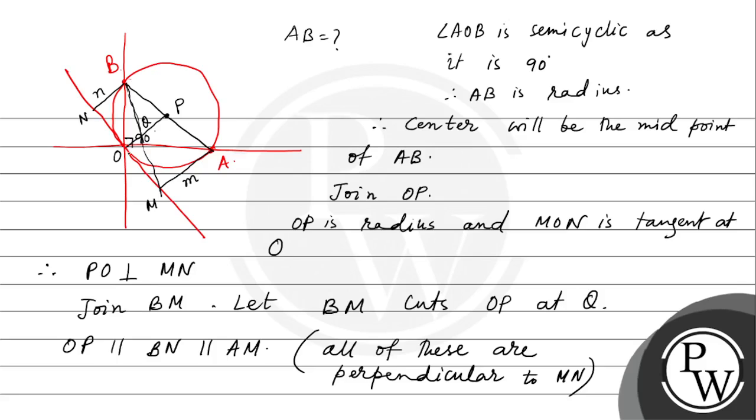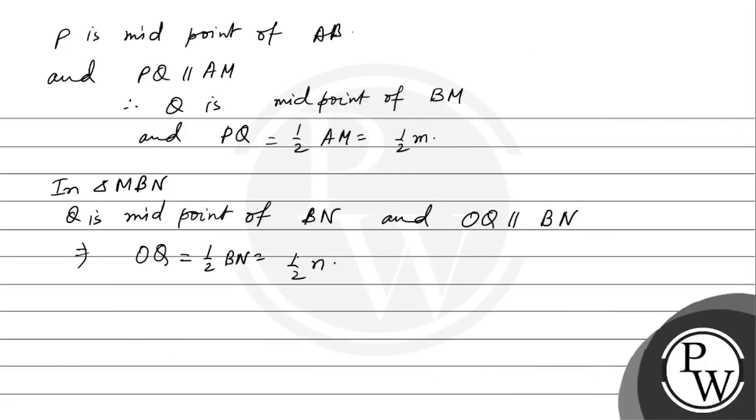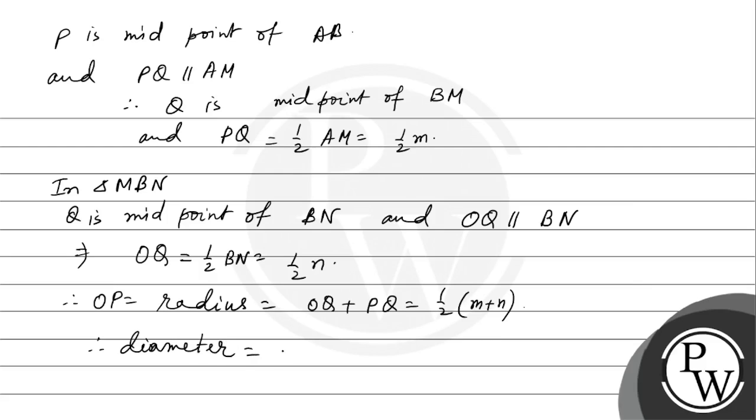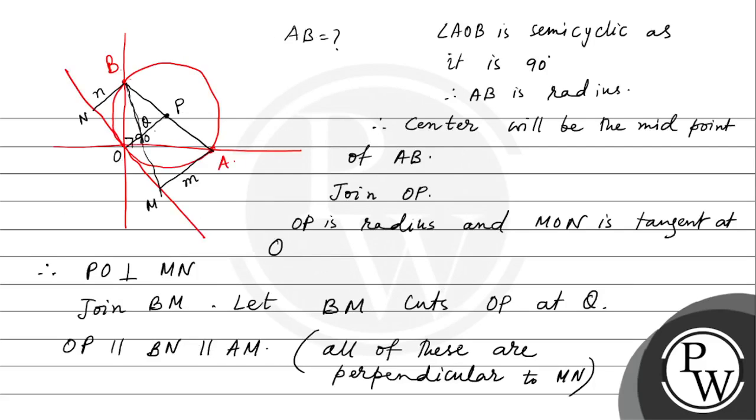So that means OP equals OQ plus PQ. So OP, the radius, equals OQ plus PQ, equal to half of M plus N. OP is the radius, right? So diameter equals 2 times OP, equal to M plus N. So M plus N will be the answer.